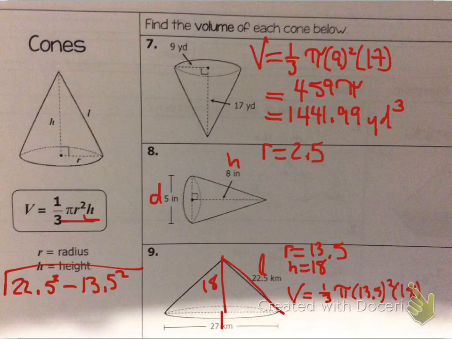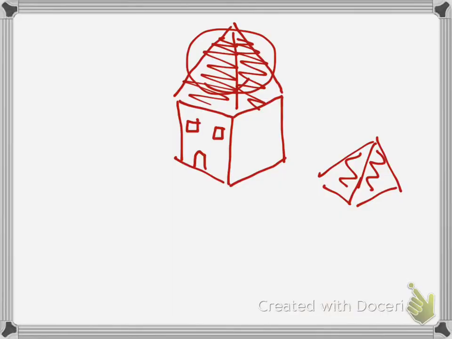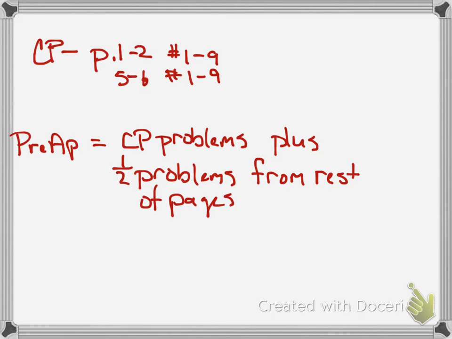Alright, so guys, what I believe you should be able to do is problems for the CP group. For my CP group, you need to be able to do from pages 1 and 2 and 5 and 6, problems 1 through 9. So that's like 18 problems, but I've already done some of them in the notes anyway. But finish it out, okay? And if there's problems with them or you don't understand something, ask questions.